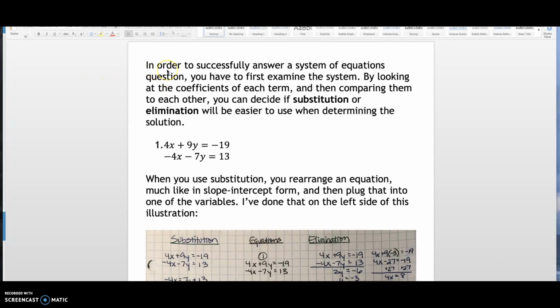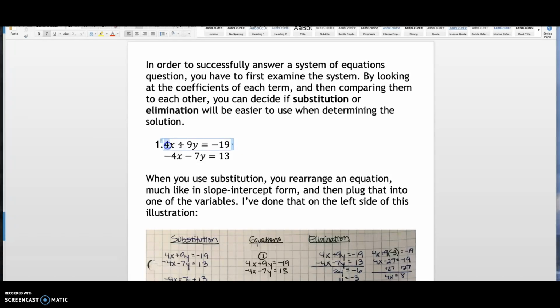As I've written here, it says, in order to successfully answer a system of equations question, you first have to examine the system by looking at the coefficients of each term and then comparing them to each other. You can decide if substitution or elimination will be easier to use when determining the solution. Now, if you have forgotten what coefficients are, they are the numbers that are in front of the variable.